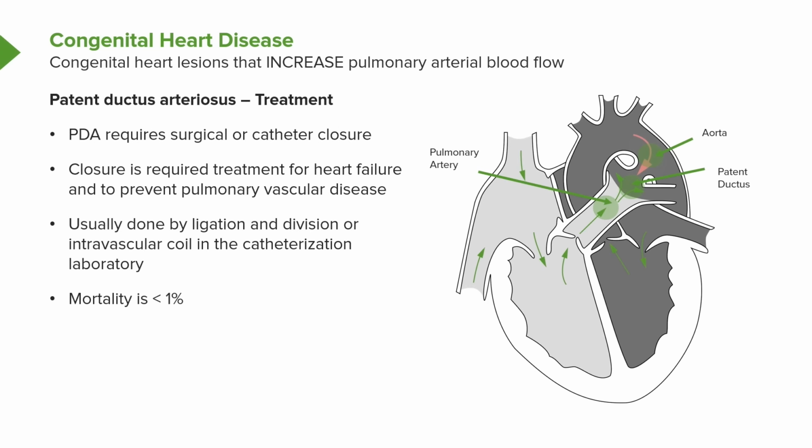Treatment of patent ductus arteriosus consists of interrupting the ductus. This can be done with a catheter with a little plug over a wire, or it can require operative treatment, particularly if it's big and it looks like it's going to be more complicated.